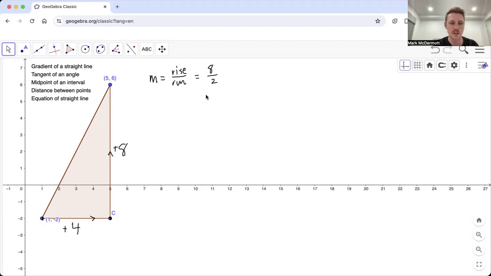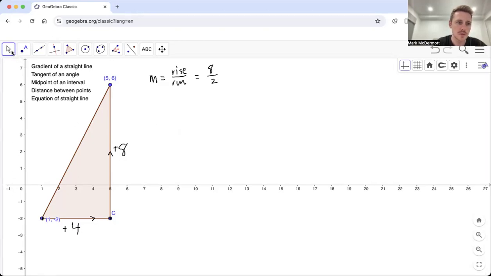So you just got to be aware of the direction you're traveling as well, because if the line is sloping the other way, we're going to get negative gradients, right? So we just have to be aware of that. So yeah, that's the gradient.